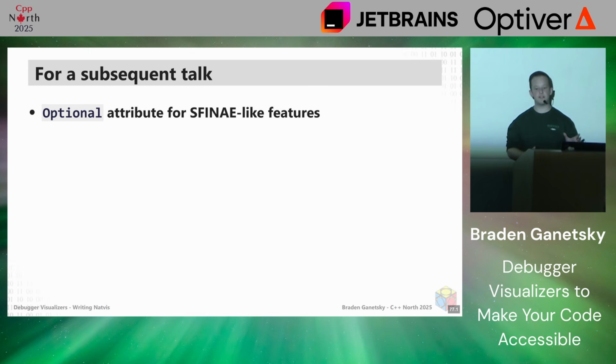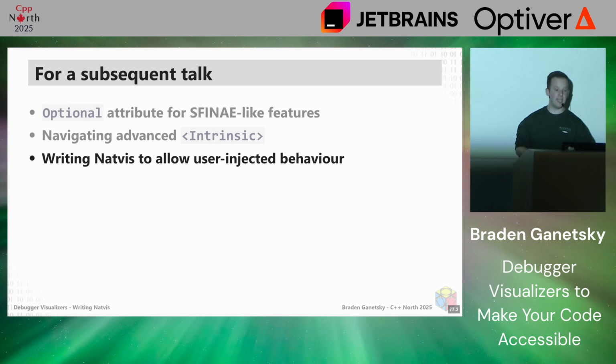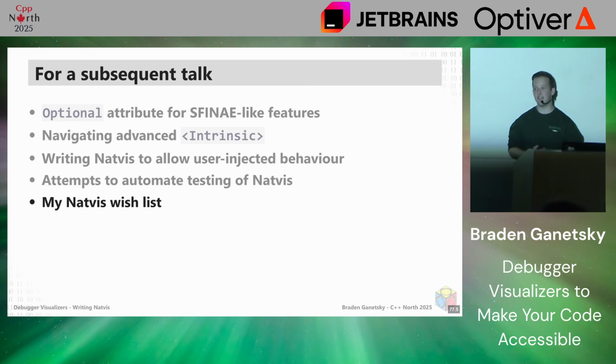For a subsequent talk, I would love to talk about the optional attribute, which allows for kind of SFINAE-like features within NatVis. It's quite powerful. I'd like to talk about advanced intrinsics. I'd like to talk about writing NatVis to allow user-injected behavior. I'd like to talk about that automated testing of NatVis that I mentioned, and of course, I have a wish list for what I wish was in NatVis, so I would love to talk about this kind of stuff in the future, but we're not there yet.